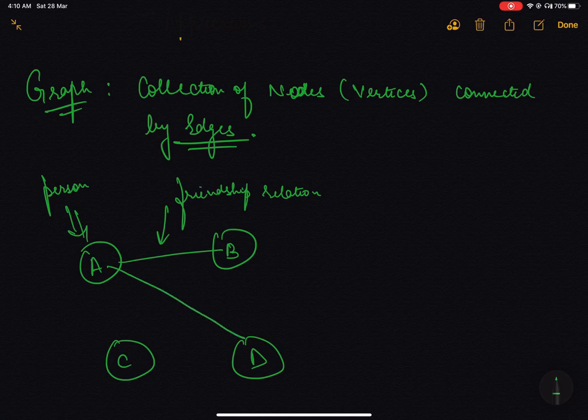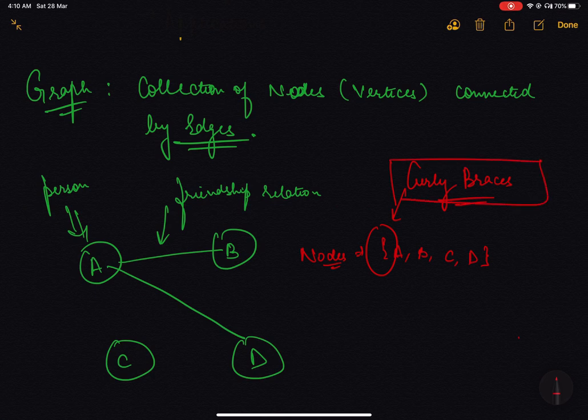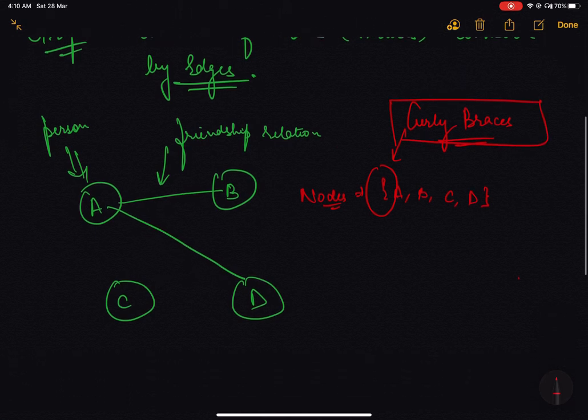So suppose this is our graph. In this particular graph, the nodes are A, B, C and D. Do note here that I have used curly braces here. Let me spend a few moments on differentiating between curly braces and parentheses.